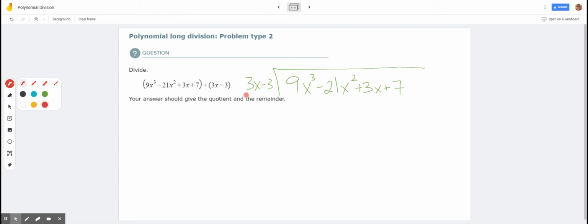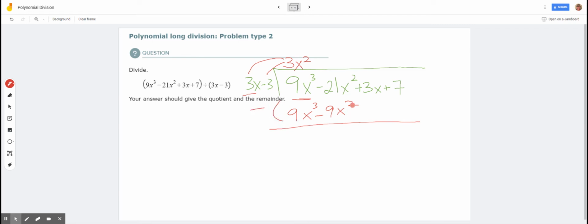So 3x, just look at the first term. 3 times what is 9? 3 times 3 is 9. X times what is x cubed? X squared. Again, you can go over there and divide 9x cubed divided by 3x. Multiply it out, distribute. 9x cubed minus 9x squared. And then we are going to subtract that quantity, which means we come back and we add the opposite. So these cancel.